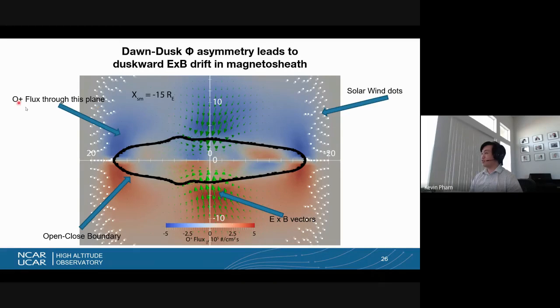The color in the background is the O plus flux, so you can see where you have a significant amount of E cross B vectors, so a significant amount of E cross B flux. You also have a significant amount of O plus flux. And then this black boundary is the open-closed boundary. And so when you're on open field lines and in the magnetosheath, you experience a significant amount of E cross B force, and then you move towards the dusk. Once you reach the distant tail and you enter into the magnetosphere, you maintain that distribution.